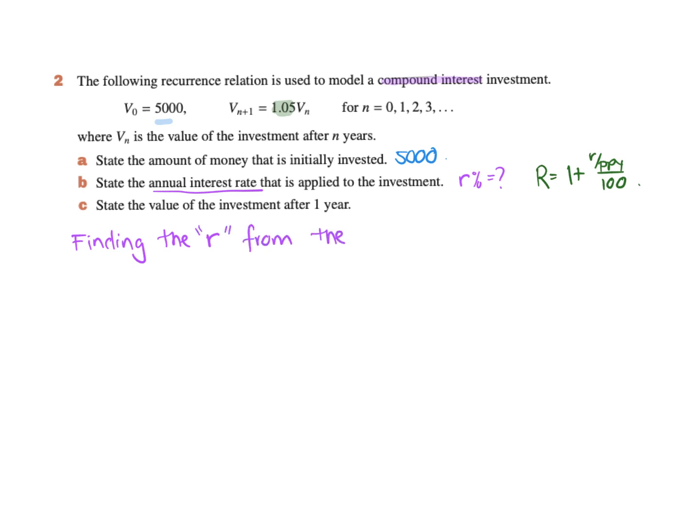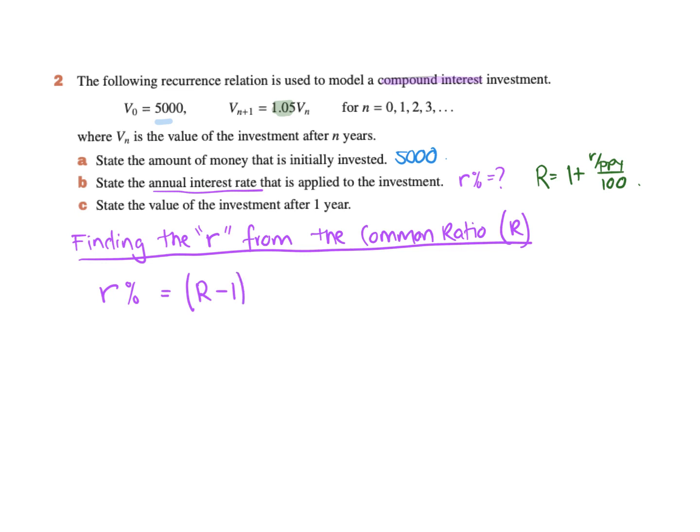from the common ratio, which is our capital R, we're going to use this formula. You can say little r as a percentage equals: first you take the big R and minus 1. You have to do that first. Then you times it by PPY and then by 100.